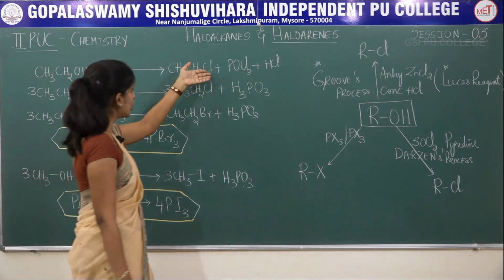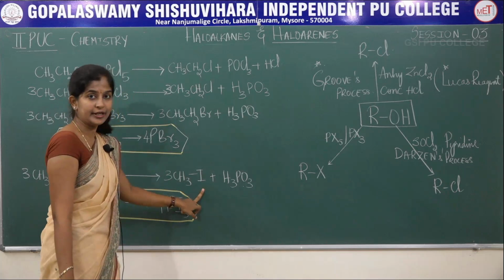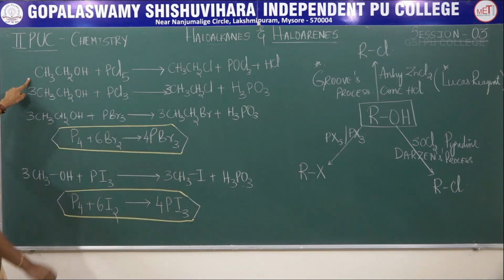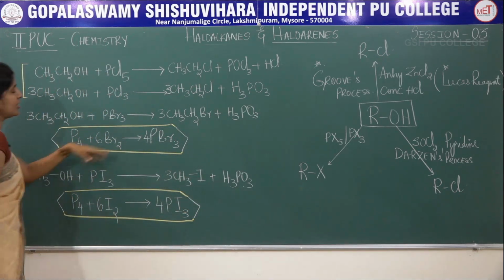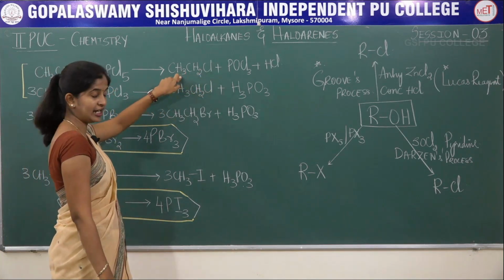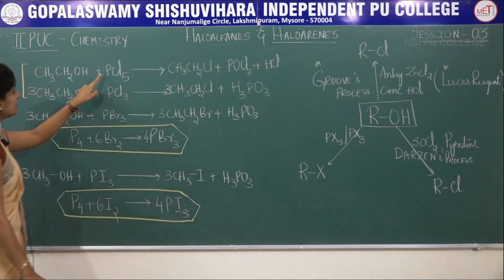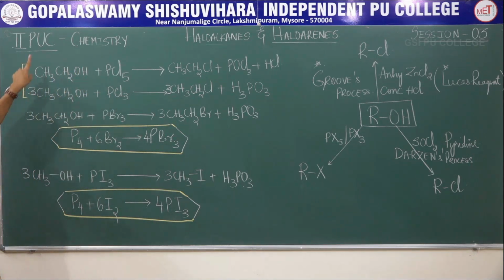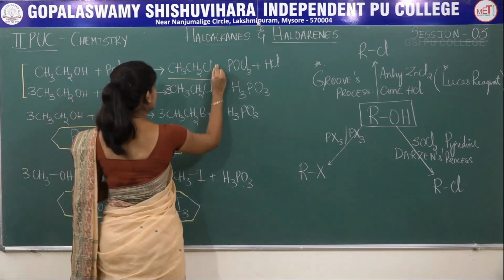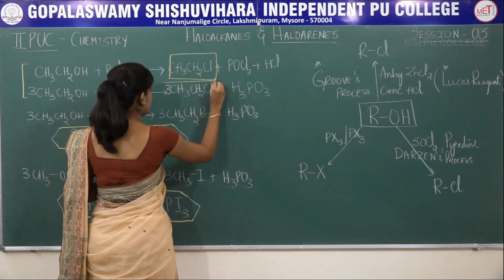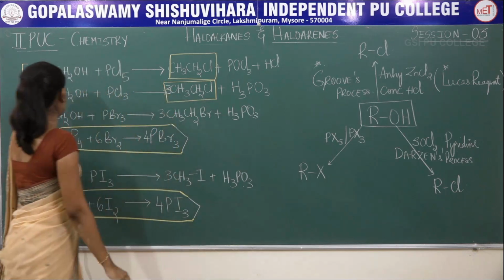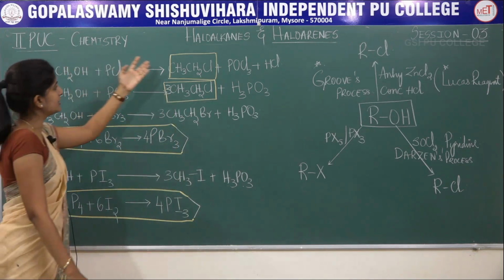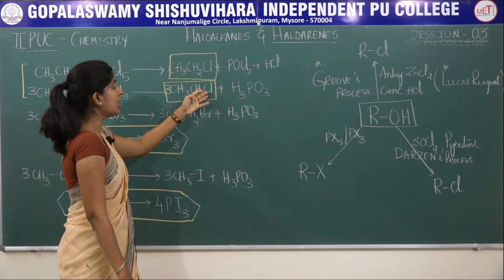That is either your chloroalkane or your bromoalkane or your iodoalkane. Coming to the first example, these two examples wherein you prepare chloroalkanes, chloroethane from phosphorus pentachloride and phosphorus trichloride. Just react your alcohol with phosphorus pentachloride or phosphorus trichloride, and you get your respective chloroalkane. That is chloroethane, because we have taken ethanol here, so you get chloroethane as your product.